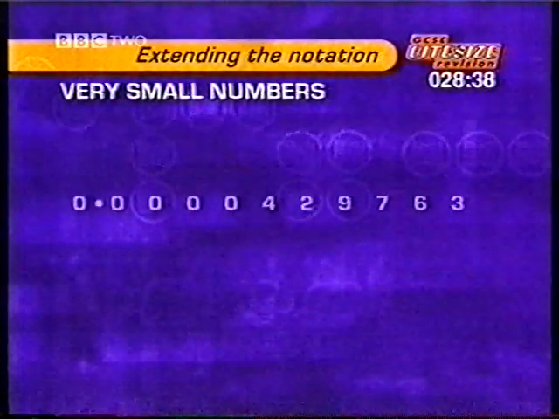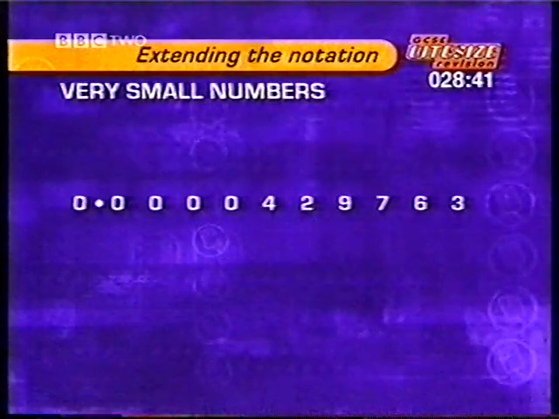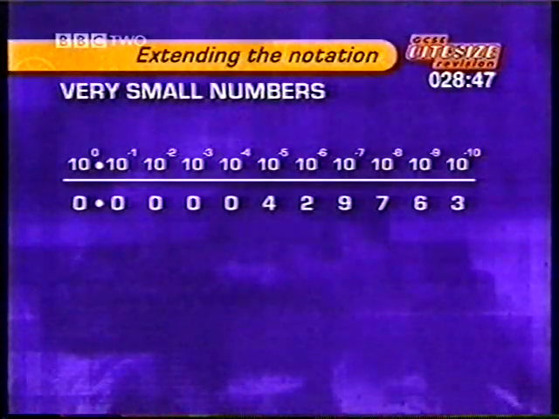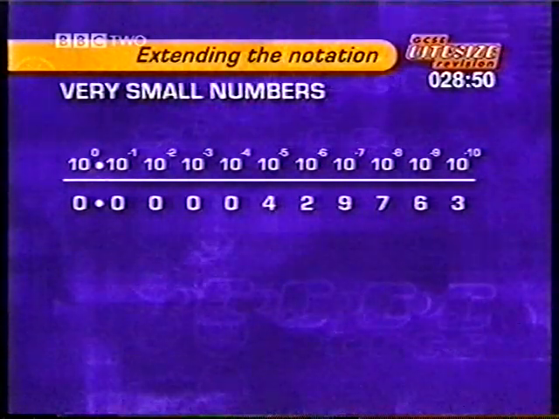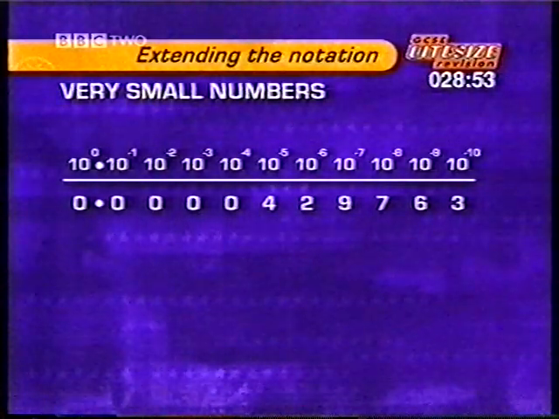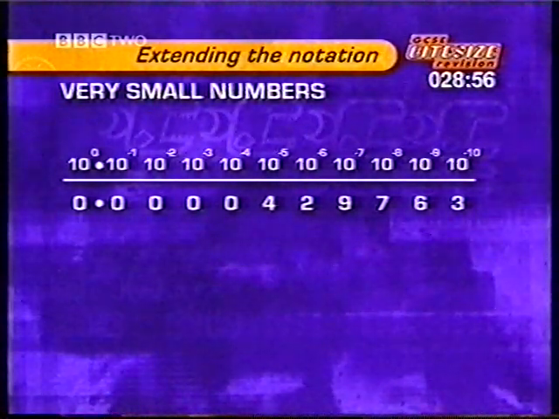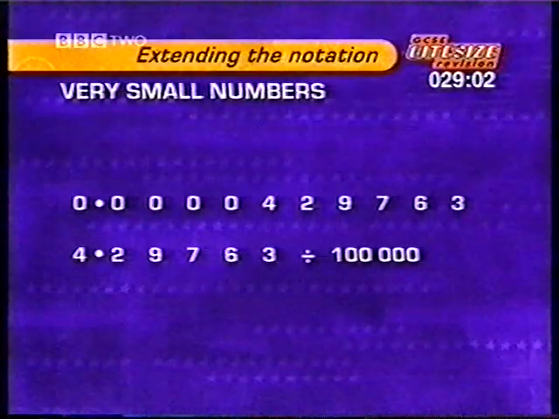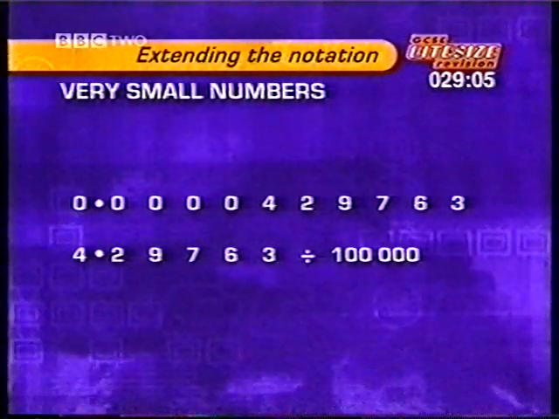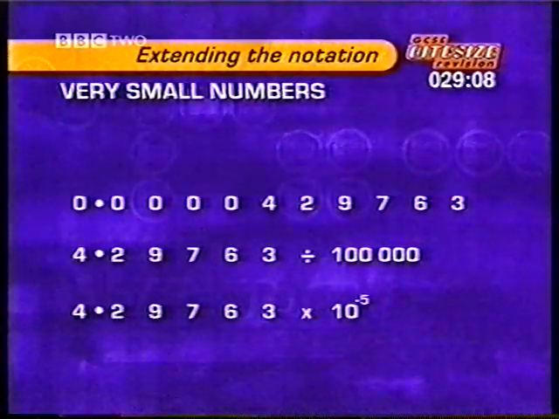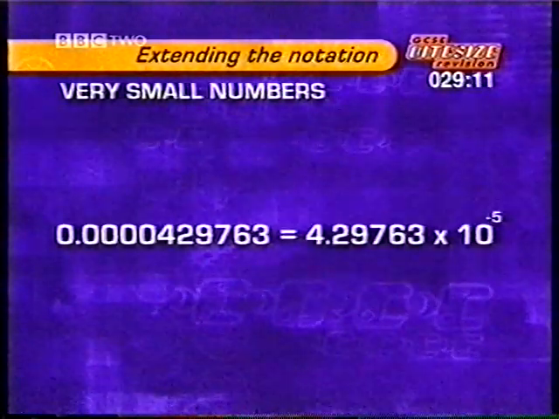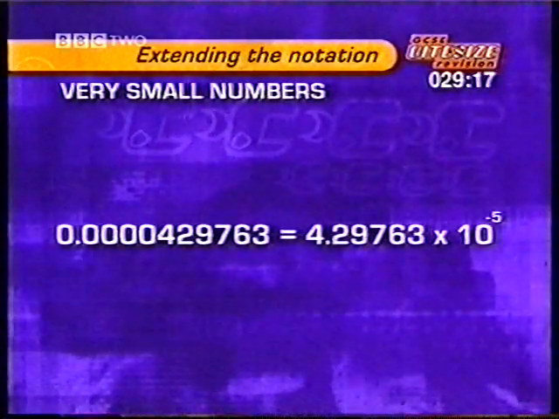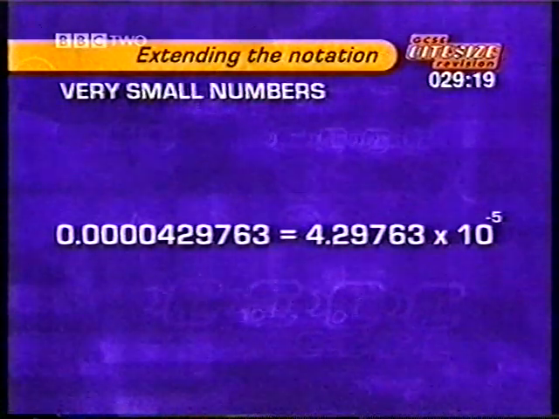Now, let's take this very small number, 0.0000429763. To turn it into standard form, we want the number to start in the units column. We do this by moving the digits 5 places to the left. Then we compensate by dividing by 100,000. That's the same as multiplying by 10 to the power minus 5. So our original very small number is written in standard form as 4.29763 times 10 to the power minus 5.